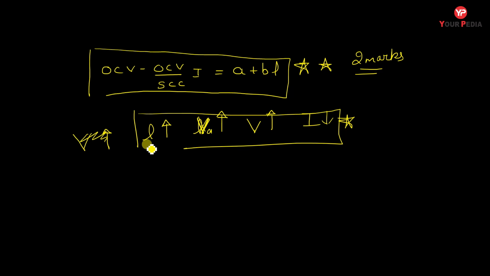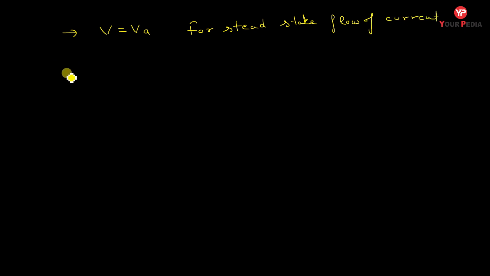Now till now we have studied that V equal to VA for steady state flow of current. The second formula that we have studied is VA equal to A plus BL, where VA is arc voltage and L is arc length. And the third formula is V equal to OCV minus OCV by short circuit current into I, where V is supply voltage and I is current.